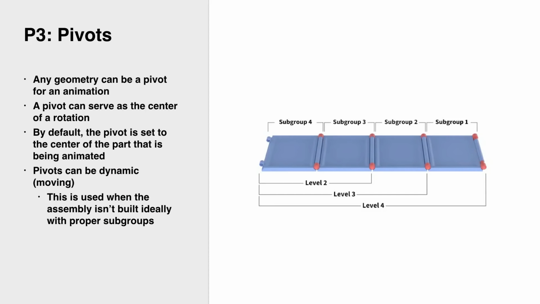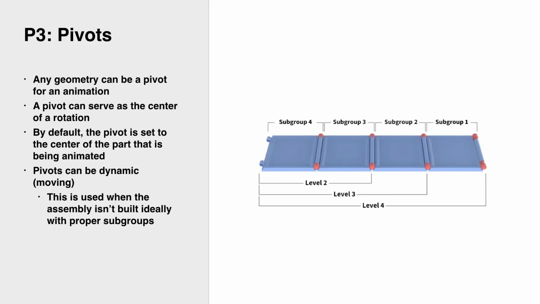So the third principle has to do with pivots. KeyShot offers the ability to select a pivot at any given time, and that pivot is going to help you move a part in relation to another piece of geometry. Any piece of geometry can be a pivot, and those pivots serve as the center of the rotation. By default, when you select a part, the pivot is set to the center of that part's bounding box. But if and when you need to, you can select a piece of geometry outside of that part or subassembly to be the pivot.